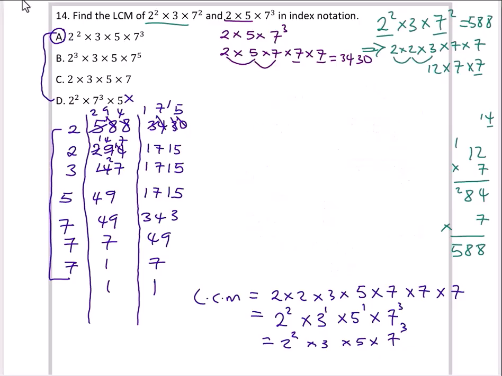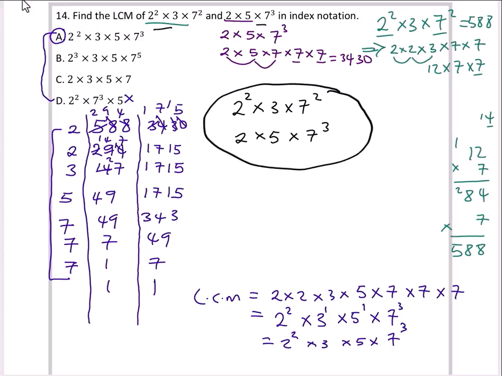Okay, for the second method which I told you about, we have 2 raised to power 2 multiplied by 3 raised to power 1, that's just 3, multiplied by 7 raised to power 2, and then the next one is this one, 2 raised to power 1 multiplied by 5 raised to power 1 multiplied by 7 raised to power 3. Okay, this method is actually very easy. Whenever you want to solve for LCM and you are given indexed numbers, just pick all the numbers you have in this set, in this collection. Pick all the numbers.